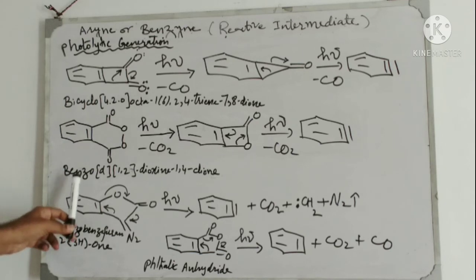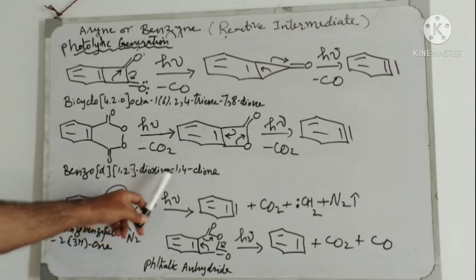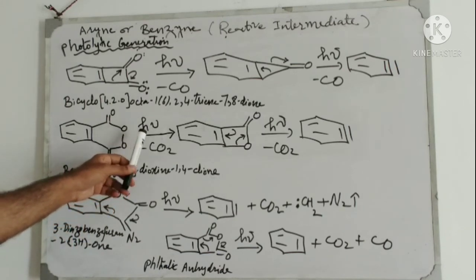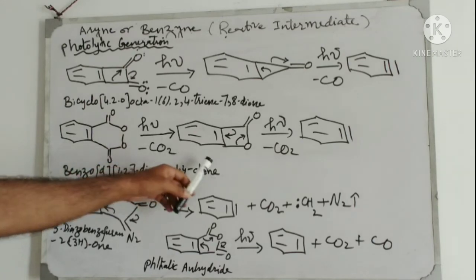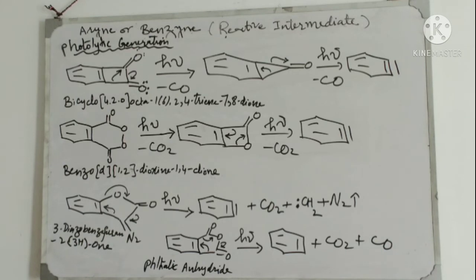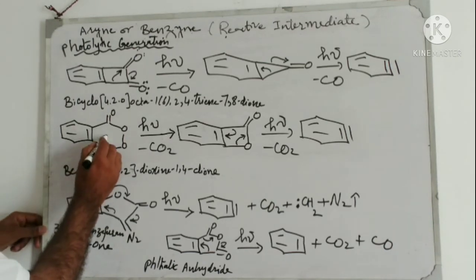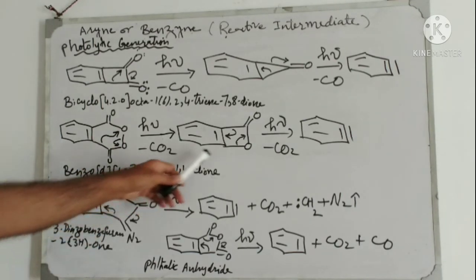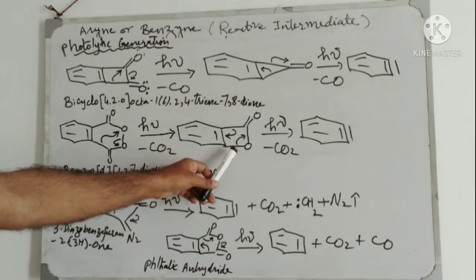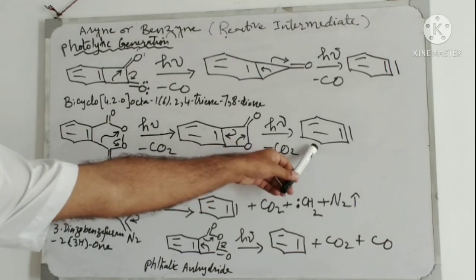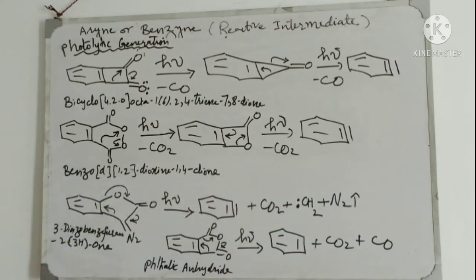So this is another compound. This is a benzodioxin-dione. When it is decomposed in the presence of light, it gives this lactone intermediate, and carbon dioxide is eliminated. This gives a lactone type intermediate, which again decomposes in the presence of light to form the benzyne intermediate, and carbon dioxide is eliminated.